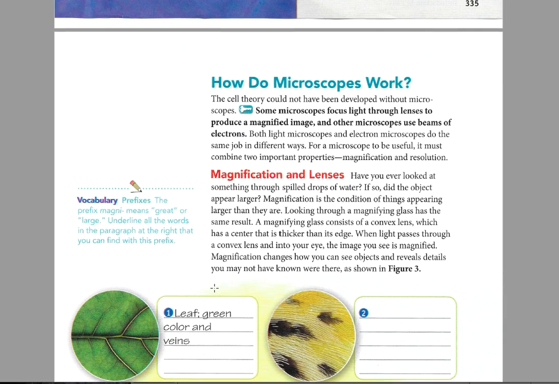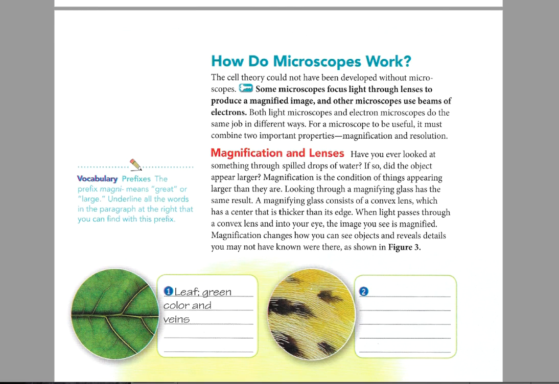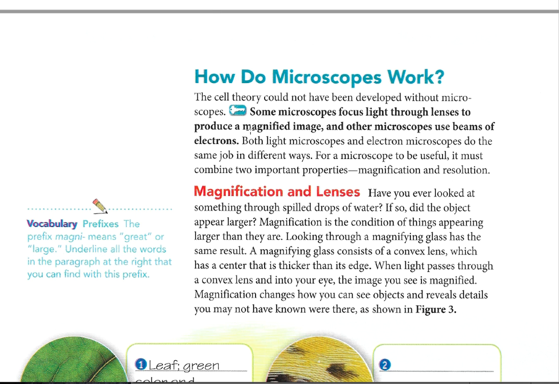How do microscopes work? The cell theory could not have been developed without microscopes. Some microscopes focus light through lenses to produce a magnified image, and other microscopes use beams of electrons. Both light microscopes and electron microscopes do the same job in different ways. For a microscope to be useful, it must combine two important properties: magnification and resolution.